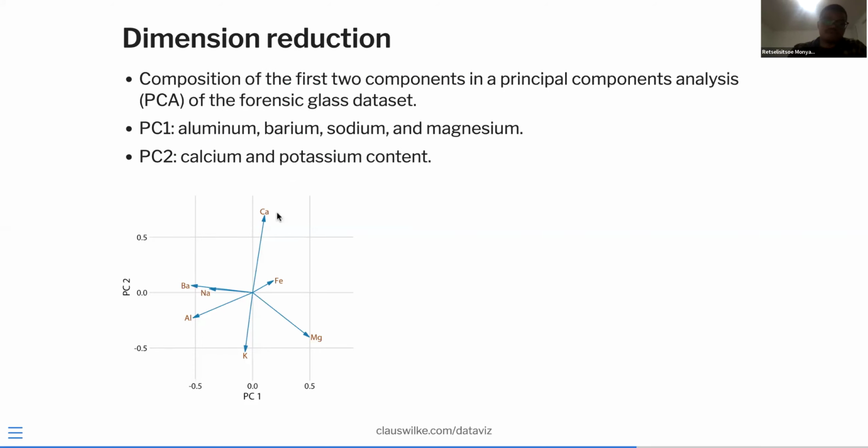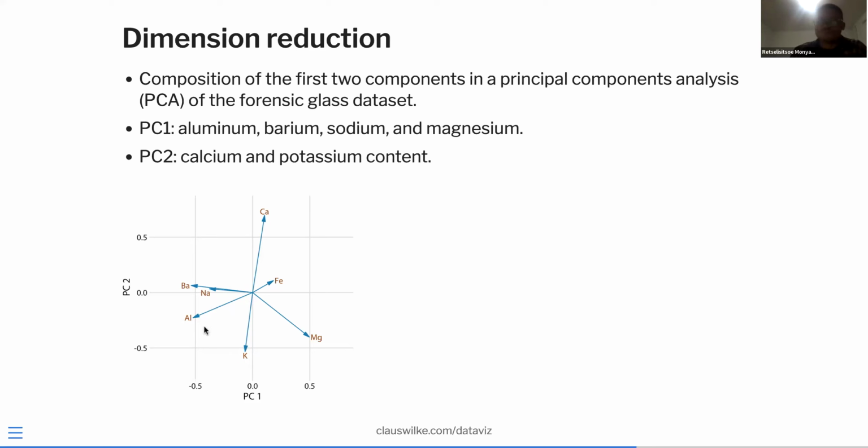So this is the same example of the mineral composition of the glass fragments. After doing PCA, we've got our two principal components, PC1 on the x-axis and the second component on the y-axis. If you check PC1, you've got aluminium, barium, and sodium and magnesium, or rather, these are associated with the negative values of this principal component.